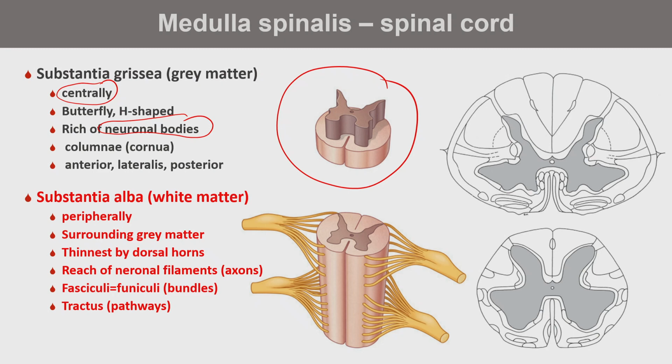But the most important part, according to the macroscopic appearance of the bodies, is that it's forming processes which are called columnae or cornua. Columna is in 3D, and cornu is in 2D. So this is cornu, 1, 2, 3, and here we have columna.